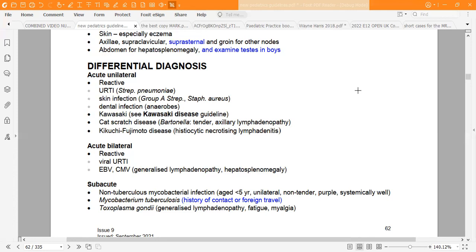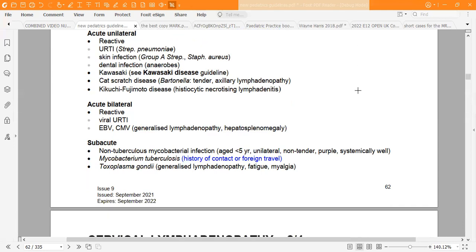It's a histiocytic necrotizing lymphadenitis. Okay, that's the acute unilateral. The acute bilateral, again, is reactive due to viral or upper respiratory tract infection. Epstein-Barr virus will cause a bilateral cervical lymphadenopathy. Cytomegalovirus causes generalized lymph nodes, and hepatomegaly as well.